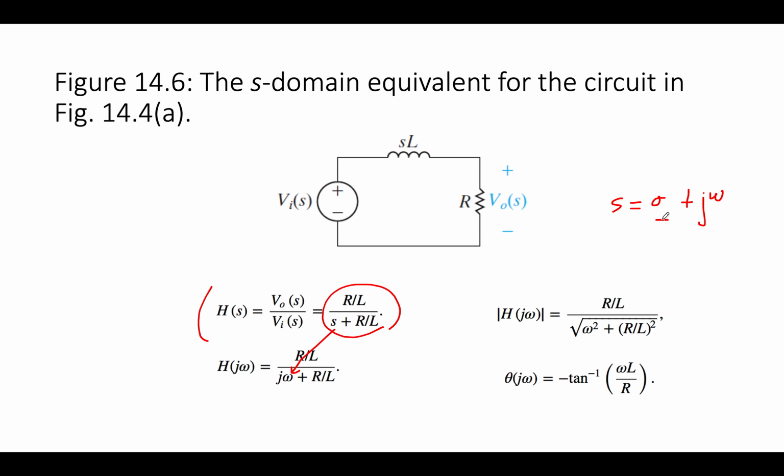So the real part of s would be like a transient effect, and the j omega part will be the oscillatory or frequency effect. So essentially, when we substitute j omega for s, we're looking at the frequency response, and we are not concerned with transient effects in our circuit. So this has two parts, a magnitude part and a phase part. We can find the magnitude part here. We find the phase part here.